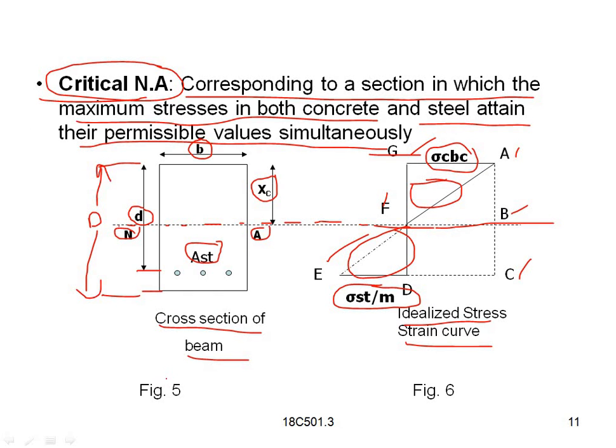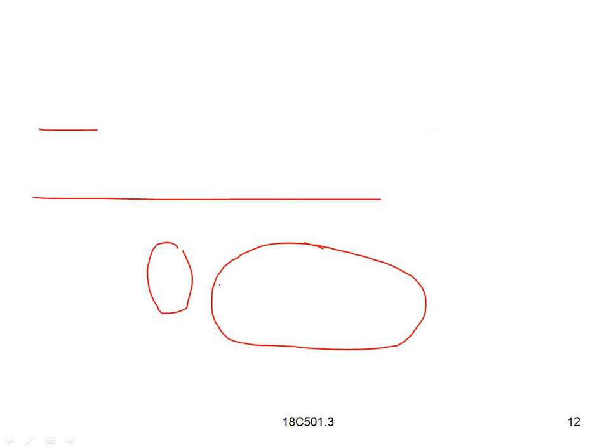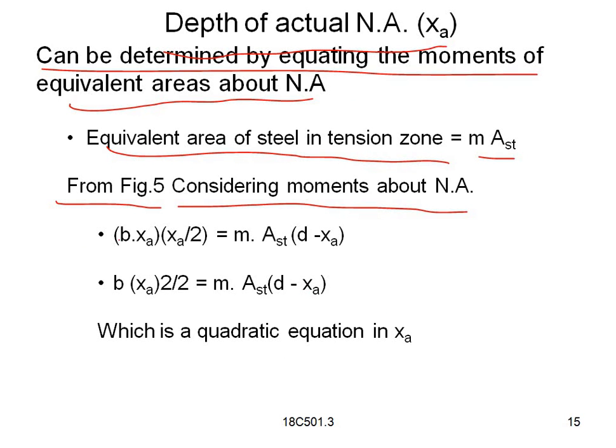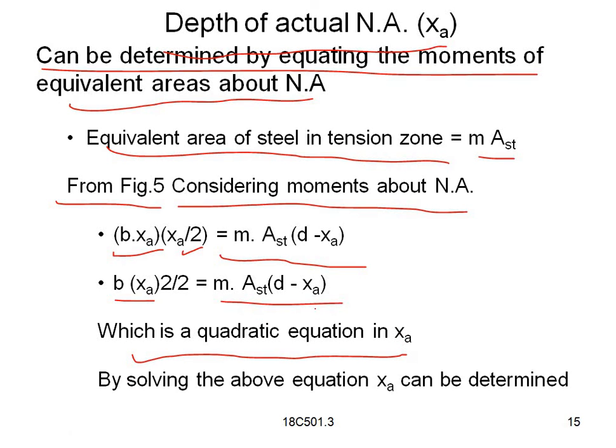So this is the figure 5 diagram. From this you can see the moments acting here: b into XA into XA by 2 is equal to m into AST into d minus XA, that is, b XA squared by 2 is equal to m AST into d minus XA, which is a quadratic equation in XA. By solving the above equation, XA can be determined.